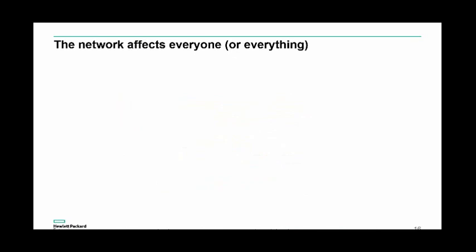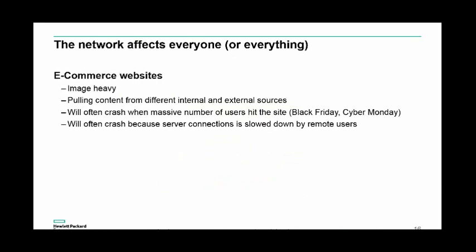So the network affects everyone and everything. Let's quickly talk about e-commerce websites, right? We all know that they're image heavy. They have to pull content from different internal and external sources. Many times as shoppers, we simply say, okay, I like this, add it to my cart, check out, done. But in reality, in the background, you have quick checking with inventory, quick checking with third-party services, payment processing, shipping, logistics, loyalty programs, or whatnot. So you may have several different processes happening so quickly in the background.